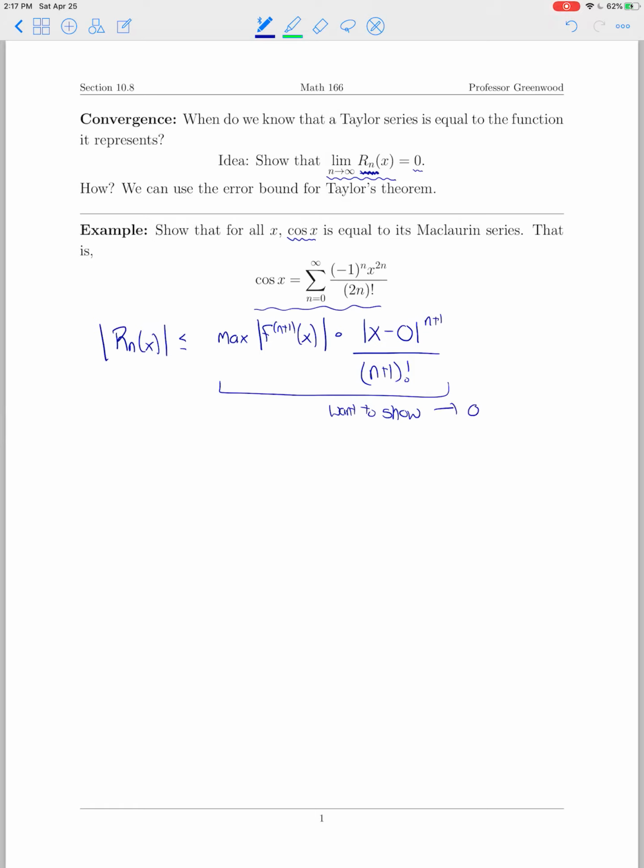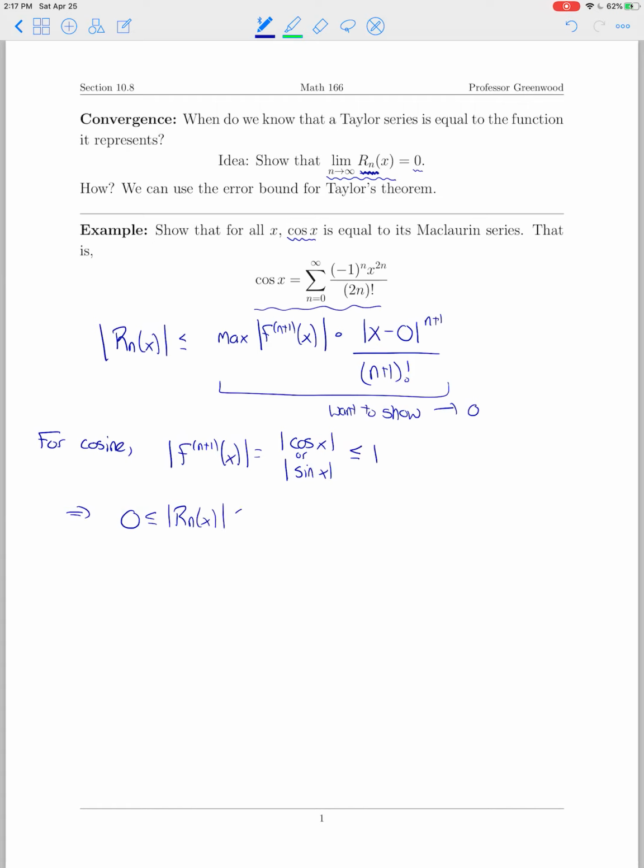In order to do that, we'll have to say a little bit more about this maximum of the n plus first derivative. For cosine, we know that the n plus first derivative is either equal to the absolute value of cosine or the absolute value of sine, just because the derivatives are sine or cosine, and we've seen this before. In either case, we can bound that with 1.